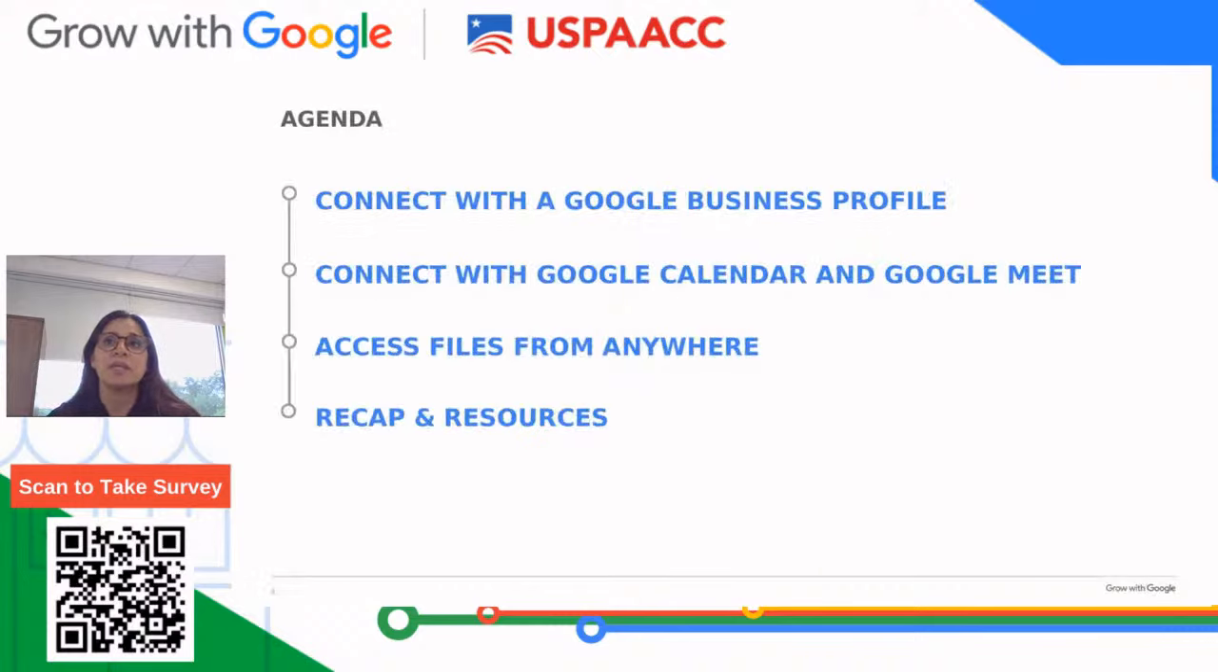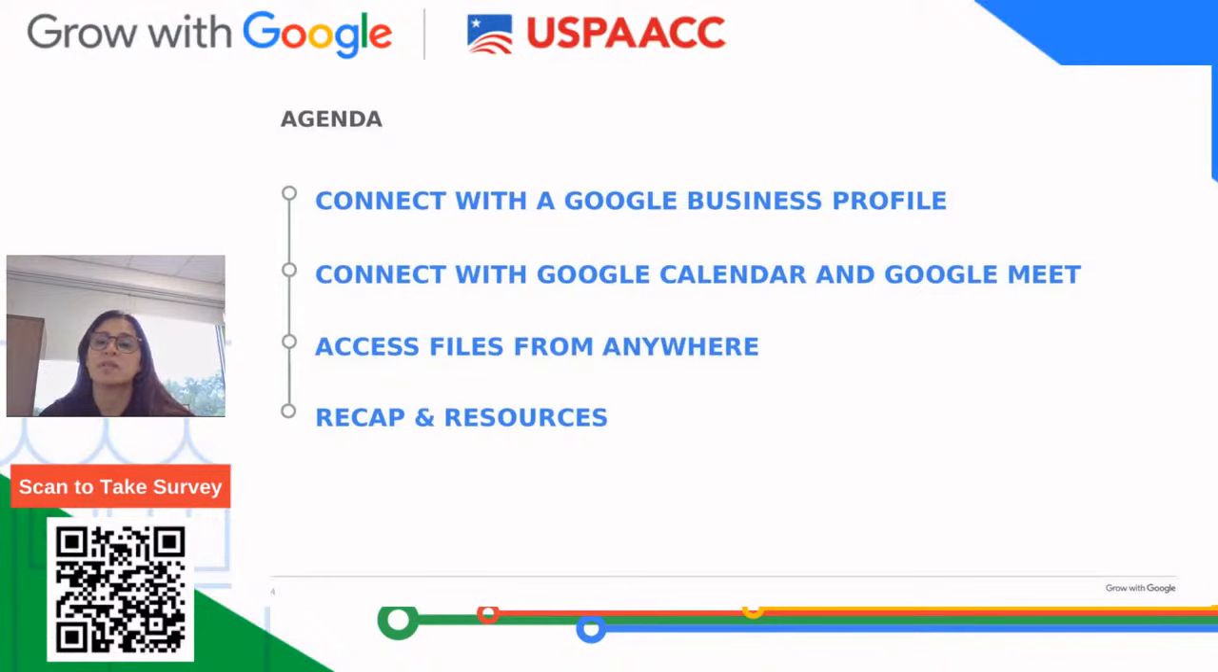So the agenda for today will be connect with Google Business Profile, connect with Google Calendar and Google Meet, access files from anywhere, recap, and resources. These are the topics on the agenda that we'll be reviewing in this presentation. We're going to discuss ways you can engage with customers online and use Google tools to stay productive no matter where you are. First, we're going to talk about how to connect with customers via Google Business Profile. Then we'll show you how to connect with and communicate remotely with your customers, colleagues, and employees with Google Calendar and Google Meet. Third, we'll show you how to access files from anywhere using Google productivity tools. And last, we'll offer some suggestions for your next steps and additional resources.